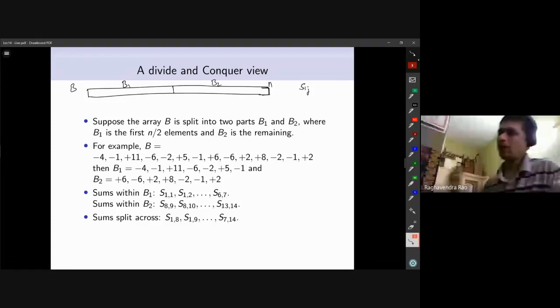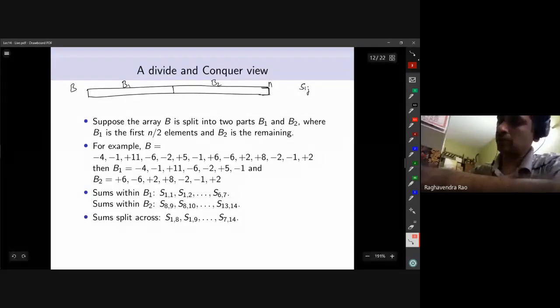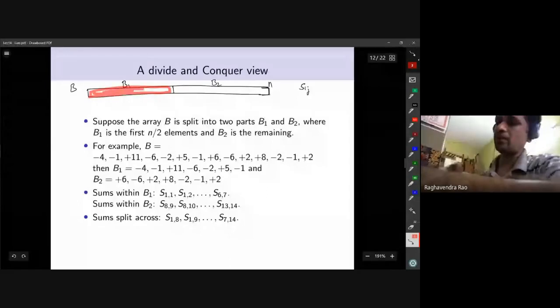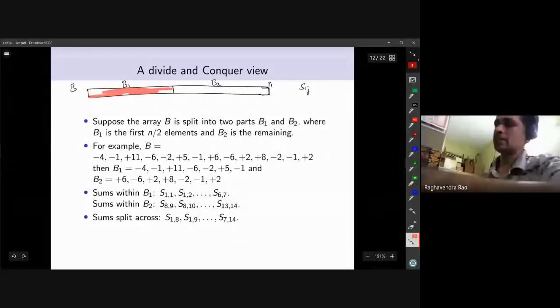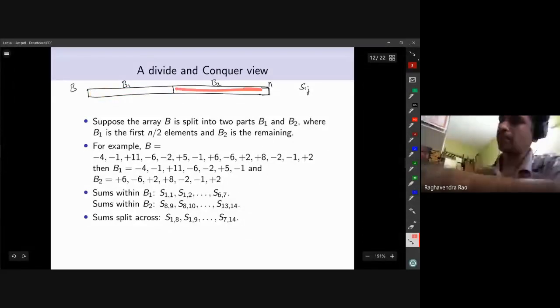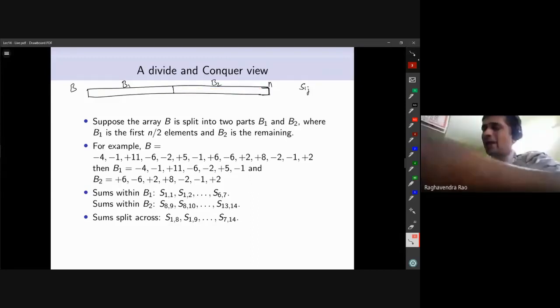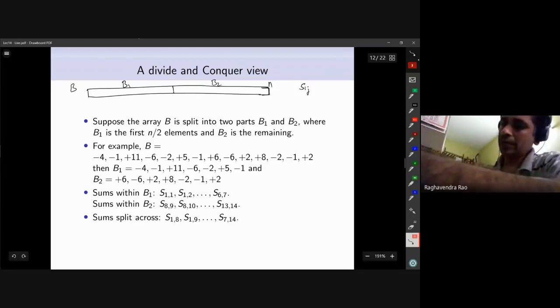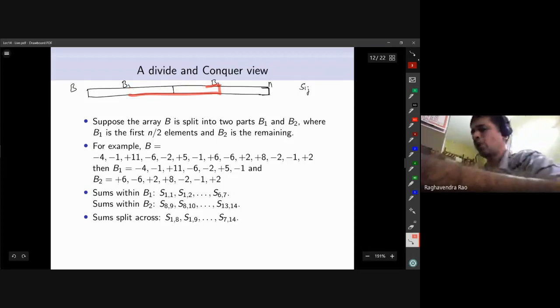Okay. Now, a recursive call will sort out all subarrays which is within B1. Similarly, another recursive call will sort out all subarrays which is within B2. I mean, by induction again, because the array size drops by a factor of 2. Now, the only thing that I need to figure out is how do I deal with subarrays which are across. Can I make a recursive call for that?